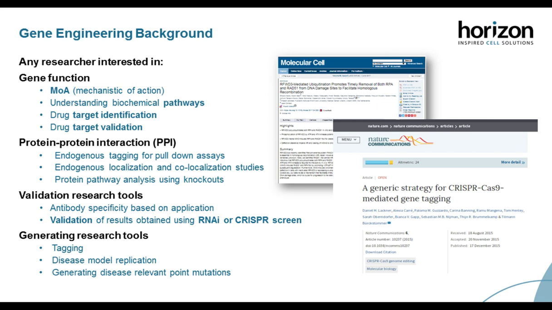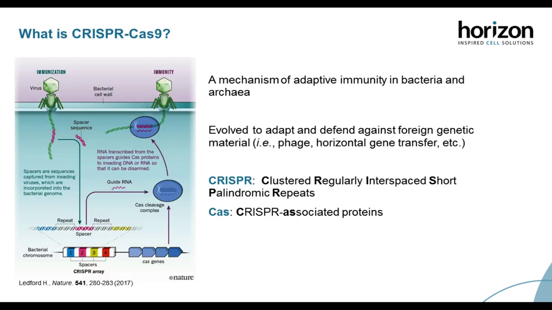But what is CRISPR-Cas9? CRISPR-Cas9 was originally described in bacteria as part of the bacterial immune system, which has evolved this mechanism to defend against genetic parasites. CRISPR stands for clustered regularly interspaced short palindromic repeats, and these are areas within the bacterial genome. And Cas stands for CRISPR-associated proteins. So these are proteins associated with these clustered regularly interspaced short palindromic repeats.